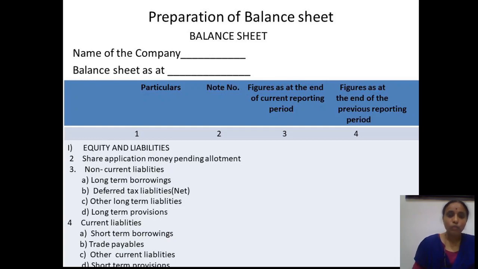The total of these has to be taken: shareholders' funds, share application money, non-current liabilities, current liabilities. These are the four important heads. The amount you take and total is the liabilities amount, the equity and liabilities amount.